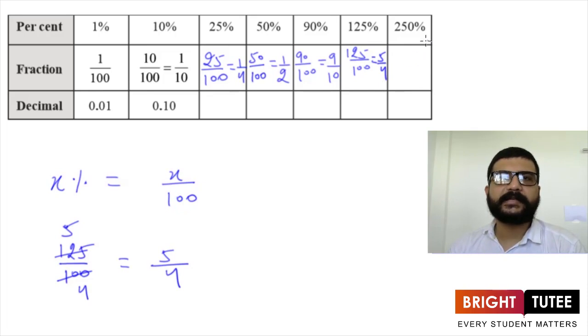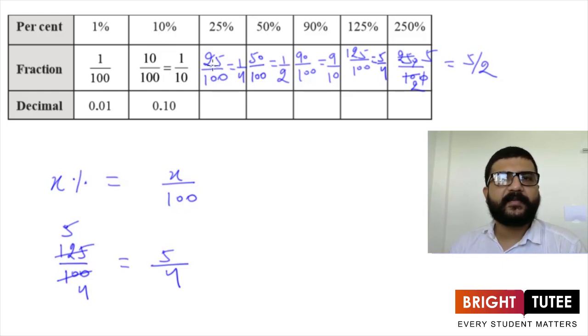Now see the next one, it is 250%. 250% means 250 upon 100. Now we can simplify this. We will get 5 upon 2. So this is nothing but 5 upon 2. Now let's see the decimal representation of these percentages. First we converted percentages into fractions. Now we know how to convert fractions into decimals.